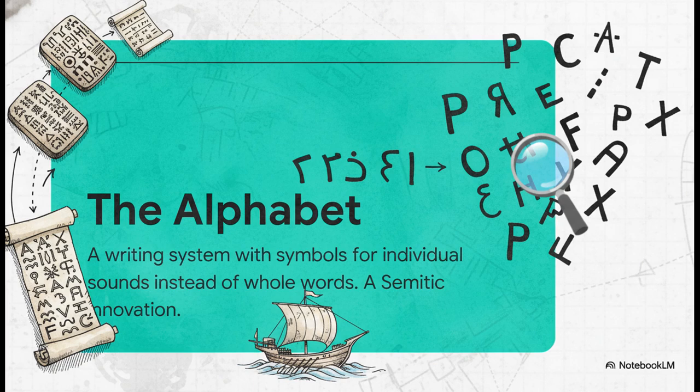Now, this was a huge innovation. A total game changer. Before this, writing systems were incredibly clunky, using all these complex symbols for whole words or syllables. But early Semitic speakers, specifically the Phoenicians, they pioneered a revolutionary idea: one simple symbol for one basic sound. And just like that, the alphabet was born.